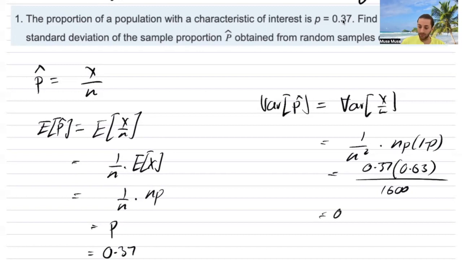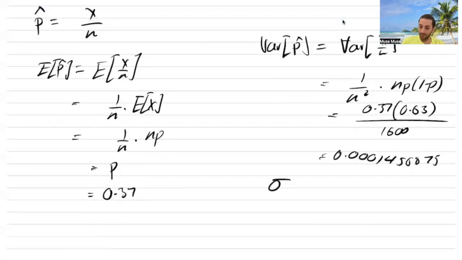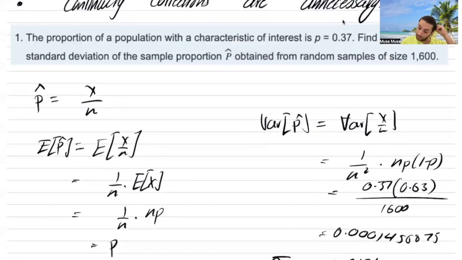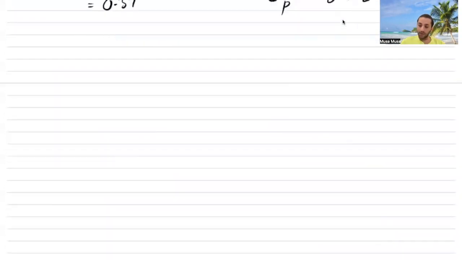Okay, this is 0.0001456875. And then we can say the standard deviation of p hat is equal to the square root of that answer, and that's 0.0121. Nice. There you go.